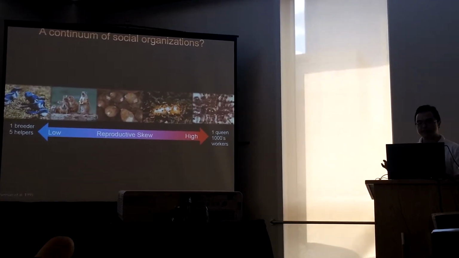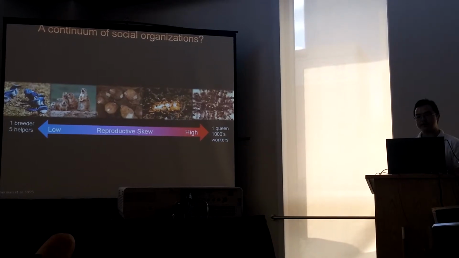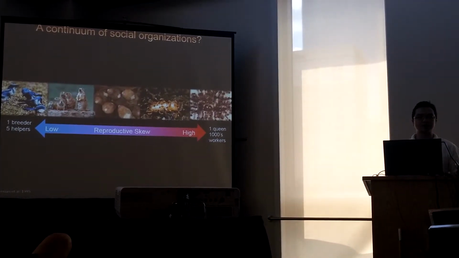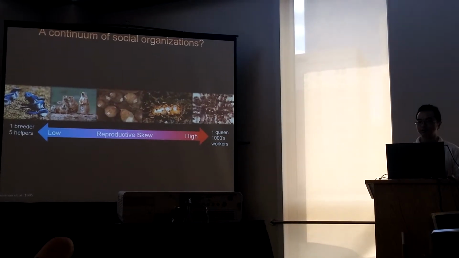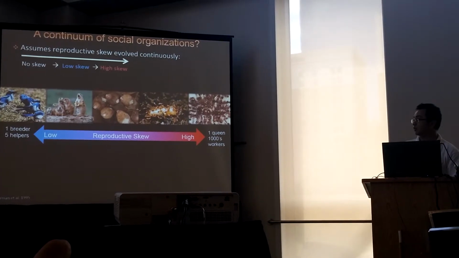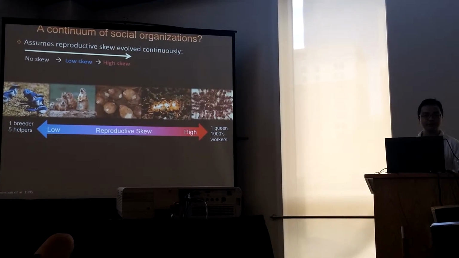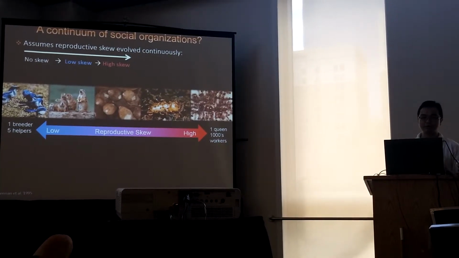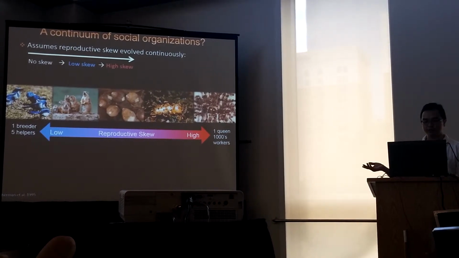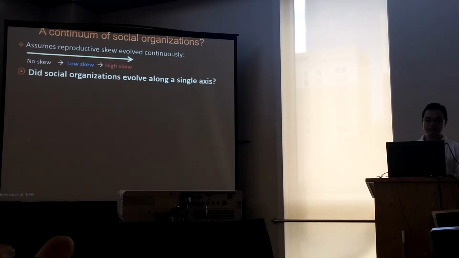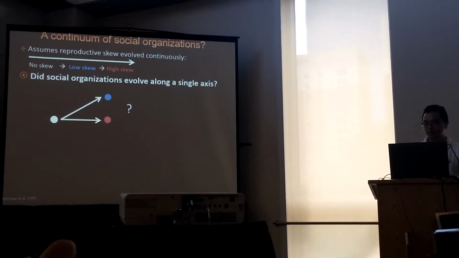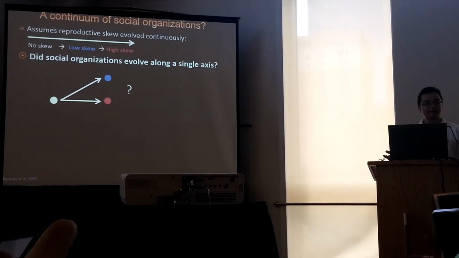And it has been suggested that we can use reproductive skew as a common denominator to understand the evolutionary drivers and consequences of social evolution. But doing so actually makes a subtle assumption that reproductive skew indeed evolves continuously, meaning that species with no skew evolve into a species with lower skew and eventually a species of high skew. Is this really true? Did social organization evolve along just a single axis, or perhaps evolve in some other fashion?